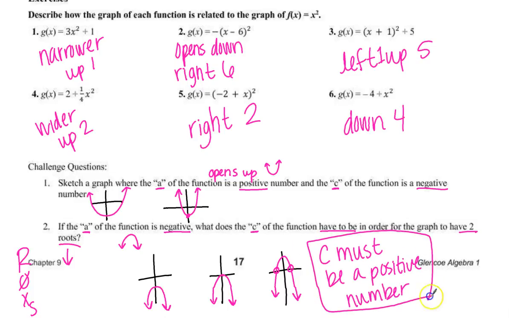C must be a positive number for that to happen. Okay? And I'm not saying that's super easy. That's why they're called challenge questions. But there you go. All right, flip it to the back.